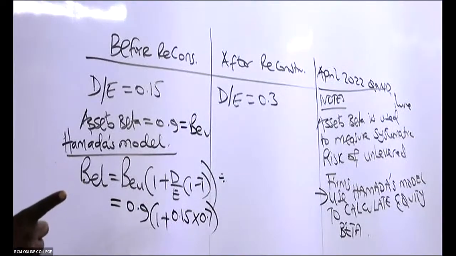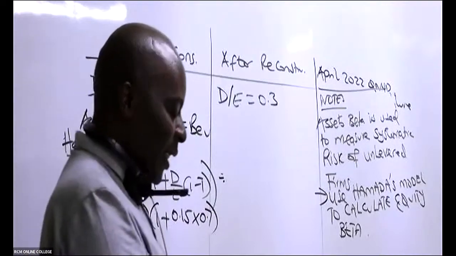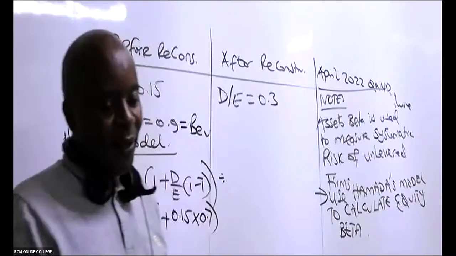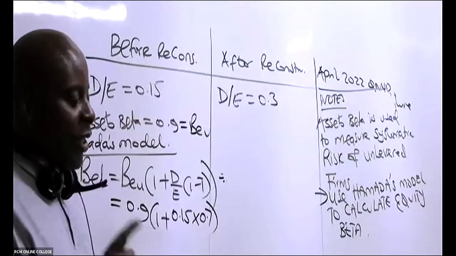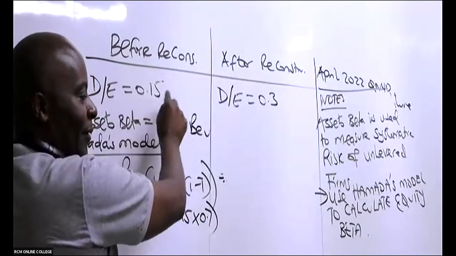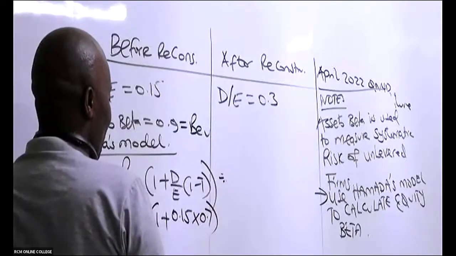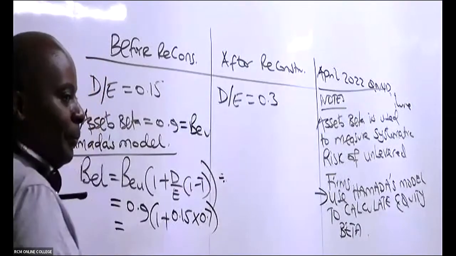Where did I get 0.7 from? 1 minus tax, because tax is given there as 30%. And then debt over equity, you see, this is debt over equity. It is the whole of this, 0.15 times 0.7. So is there somebody who is able to give me this figure?